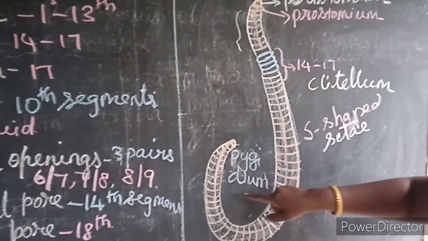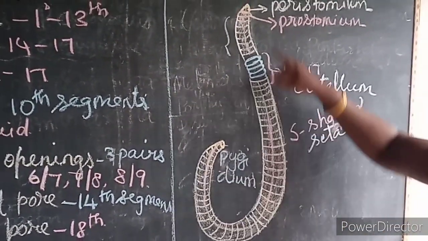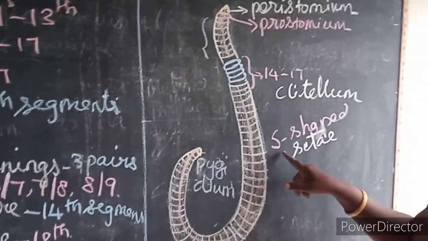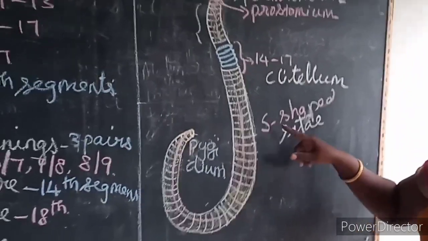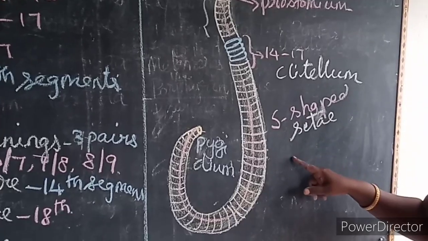It helps in the movement of the earthworm. On the ventral side of the earthworm, except the first and the last segment, in all the segments there is a setigerous sac, and S-shaped setae come outside from the setigerous sac. It helps in the locomotion.